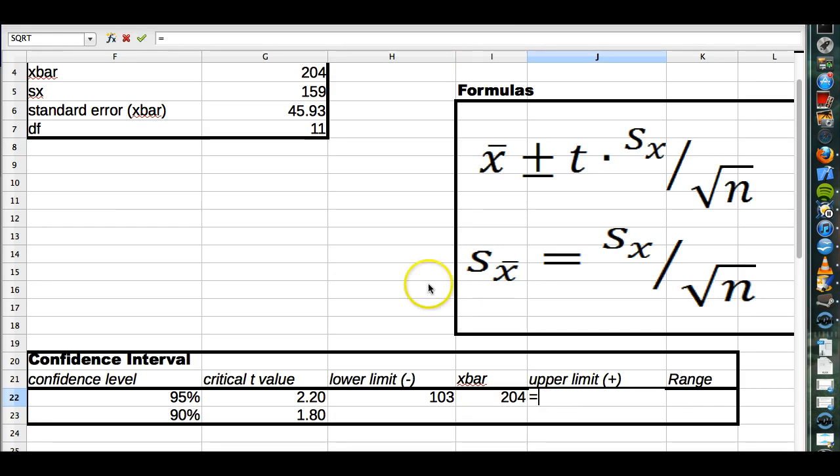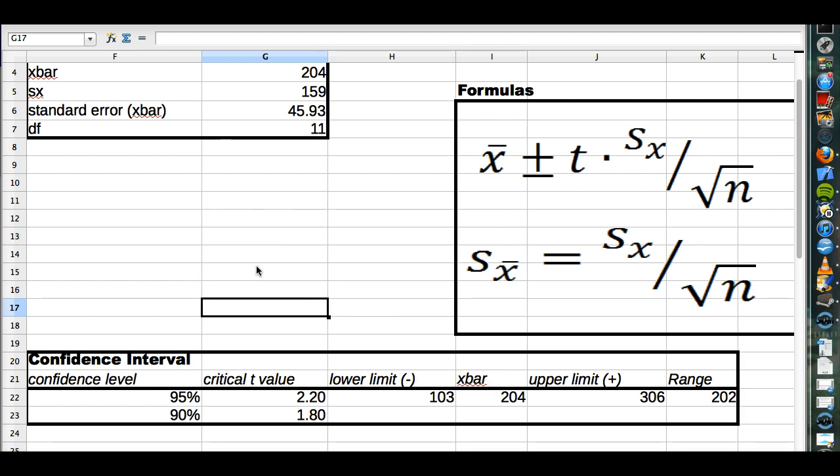Now for my upper limit, I select my x bar. And because I'm working with the upper limit, I'm going to add, so it's plus here, my critical t-value multiplied by my standard error, which is right there. So I get an upper limit of 306, and the range between my upper limit minus my lower limit is 202 Facebook friends. So it's a pretty broad confidence interval, you might say. It's pretty brutal in that way, but at least it's something.